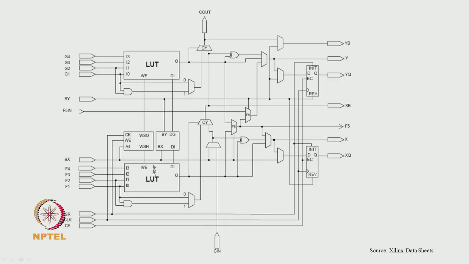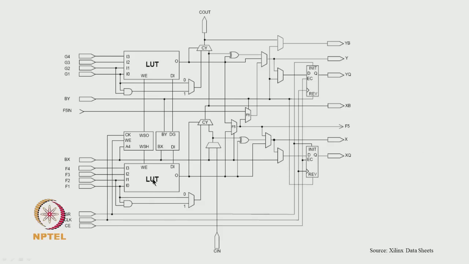But we are discussing that if the lookup table is not used for logic implementation, it can be used as a memory. And since it is spread all over, it is called distributed RAM. In a block RAM it is in one place, but in a distributed RAM it is distributed, okay.